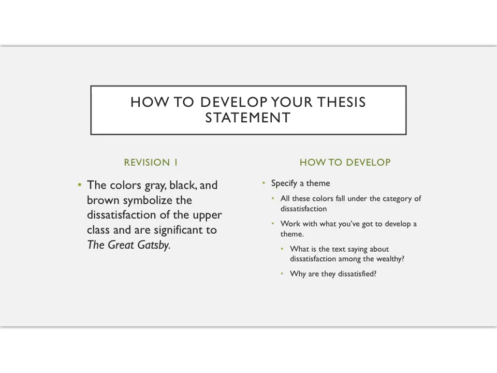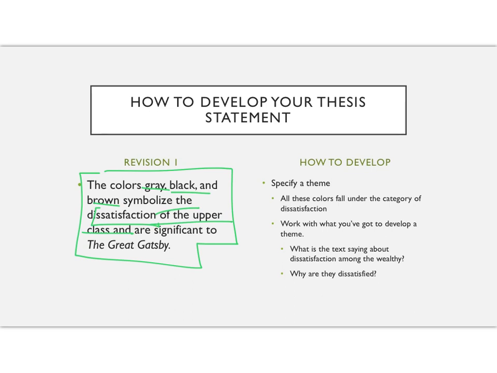So then after our first revision of this thesis statement, this is what we came up with. The colors gray, black, and brown symbolize the dissatisfaction of the upper class and are significant to The Great Gatsby. So again, the colors gray, black, and brown fall under this symbolic category of dissatisfaction of the upper class. So this is our first revision of the thesis statement, but it's still not perfect. So again, writing revision is a continuous process.